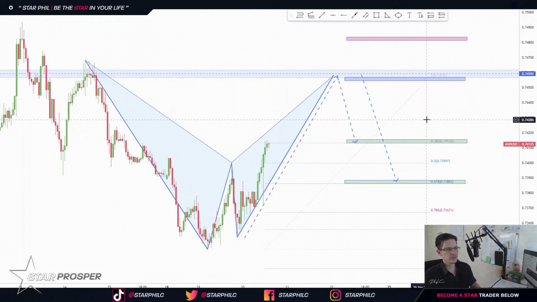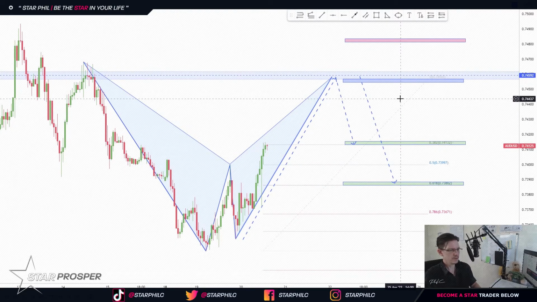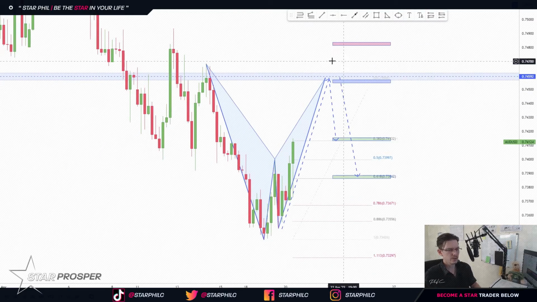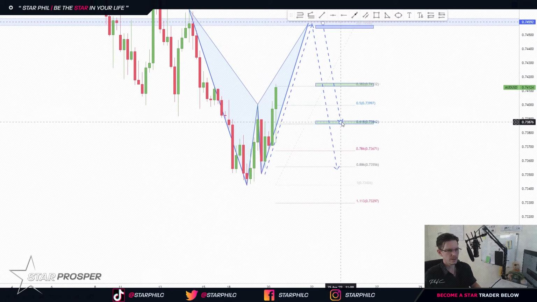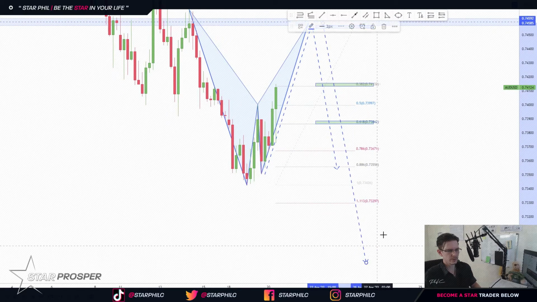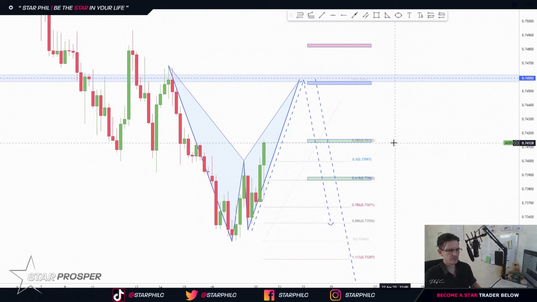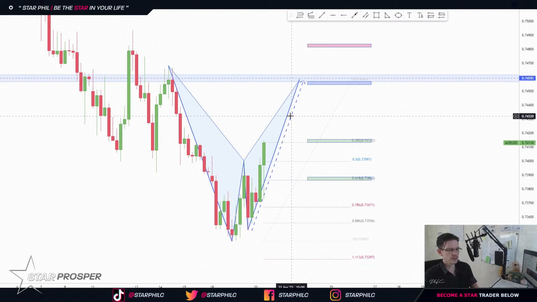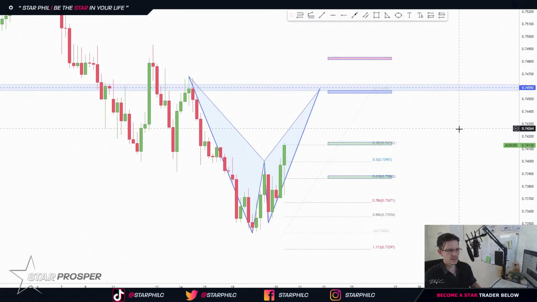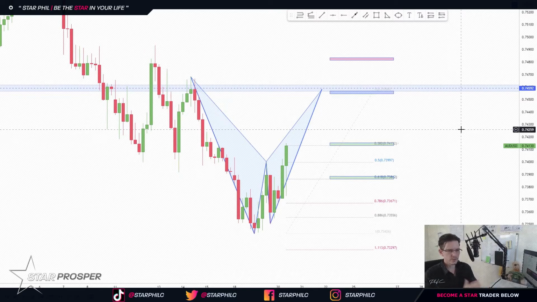And then you also have potential targets on a 4 hour. You can use the bat entry as potential targets towards the downside and potential targets even further using a bat for your entry.